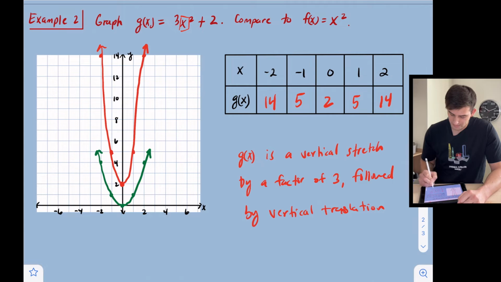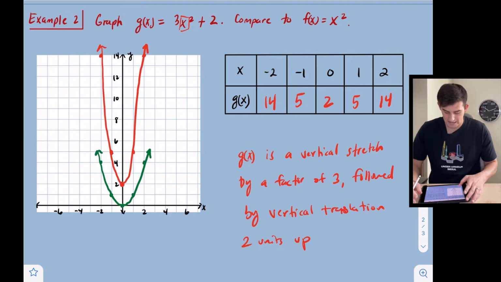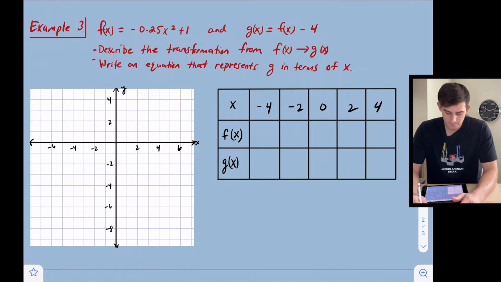Vertical translation, 2 units up. Okay, all right, last example. Now we have f of x equals negative 0.25 x squared plus 1, and g of x equals f of x minus 4. So don't be confused when it says negative 0.25. That's just like having negative 1/4, right? We've seen one of those before in a previous video.